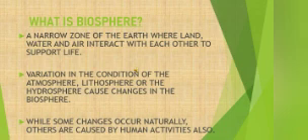Let's move on to the concept of biosphere now. What is biosphere? Plant and animal kingdom together make the biosphere. Animals, plants and humans, they are all part of biosphere. A narrow zone of the earth where land, water and air interact with one another and support the life system. Life system of what? Plants, humans and animals.